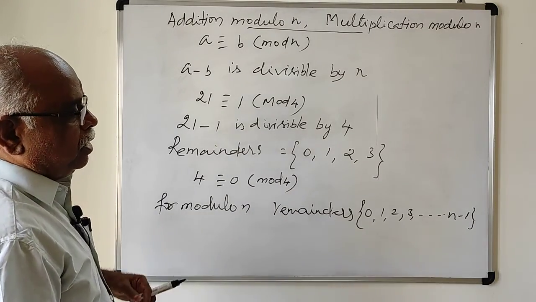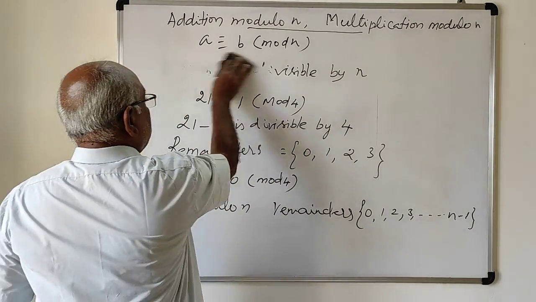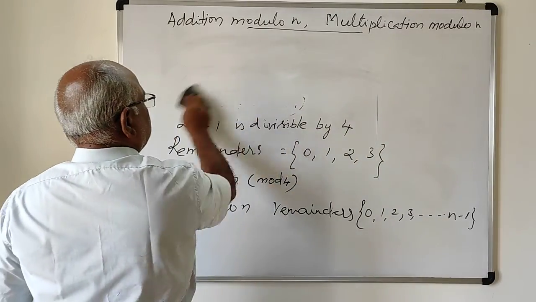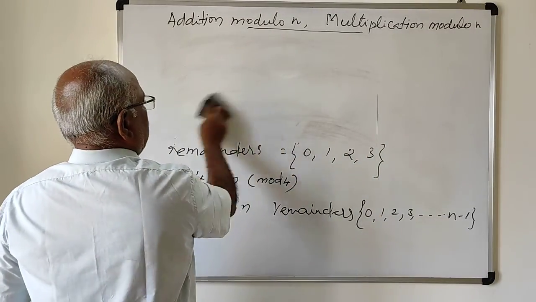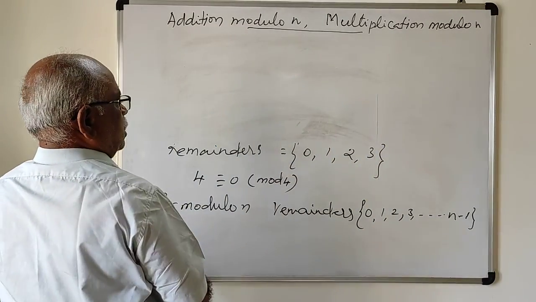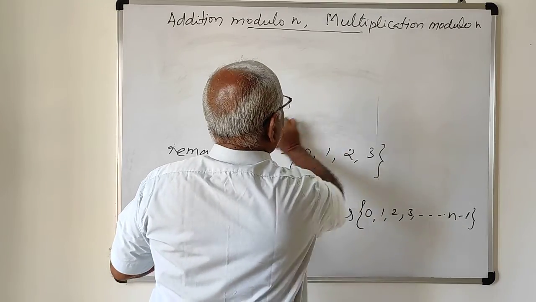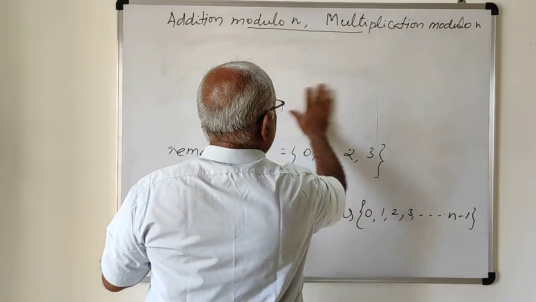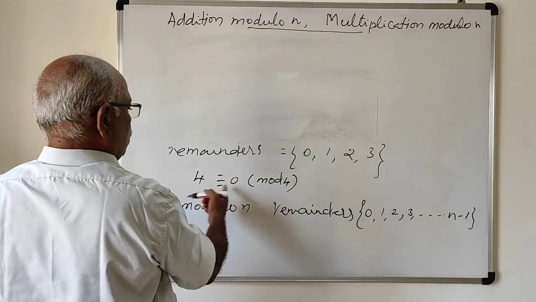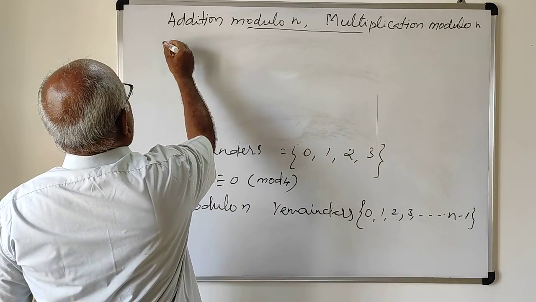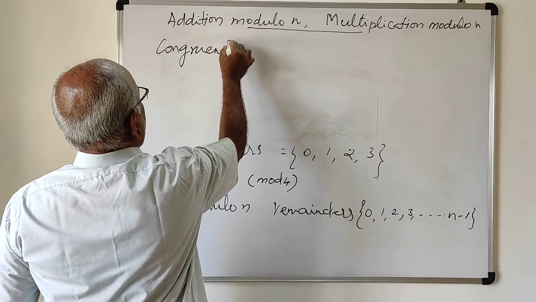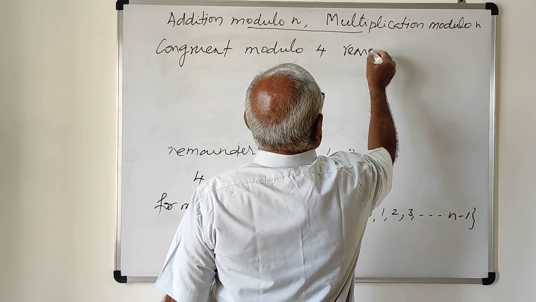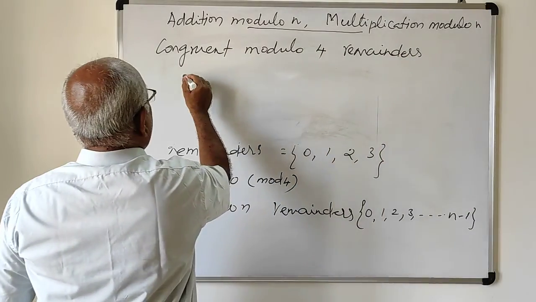Now we will go to addition modulo. Before that, I am going to introduce the congruent class. For congruent modulo 4, the remainders are 0.